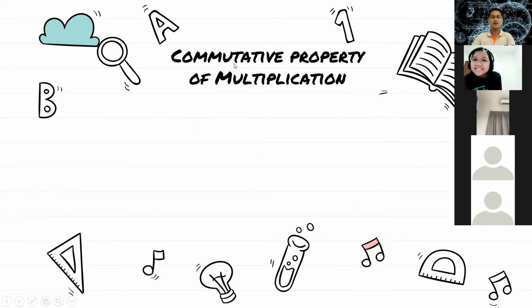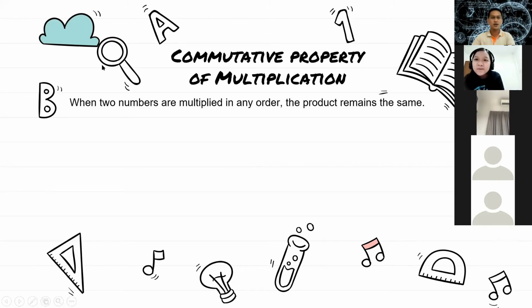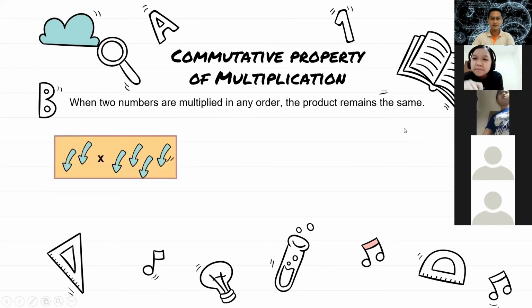Next, we go with commutative property of multiplication. What is multiplication again? Multiply. So when two numbers are multiplied in any order, the product remains the same. Here is an example.